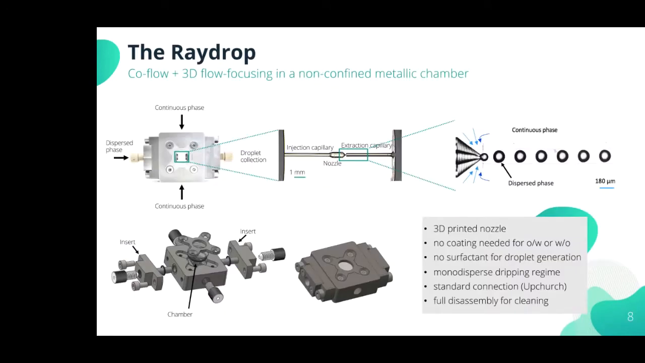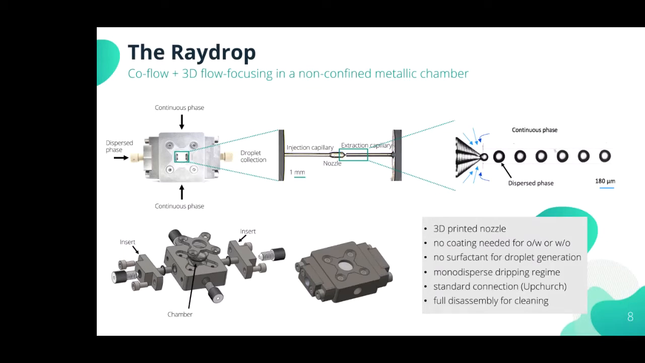The Raydrop is made of a metallic chamber filled with the continuous phase in which two inserts supporting glass capillaries are introduced on the lateral sides in such a way that the capillaries are perfectly aligned and almost in contact at the center of the chamber. A nozzle printed with a sub-micrometric resolution 3D printer of Nanoscribe company is fixed onto the tip of the ejection glass capillary. The input capillary provides the dispersed phase, while the output capillary collects the droplets.